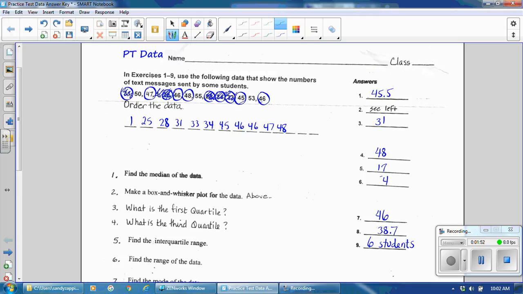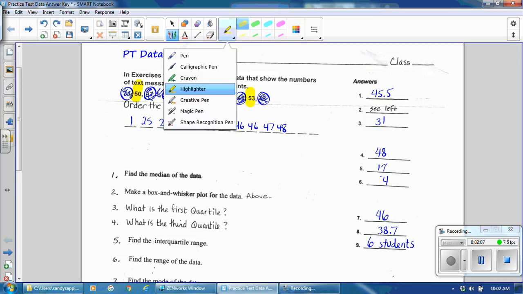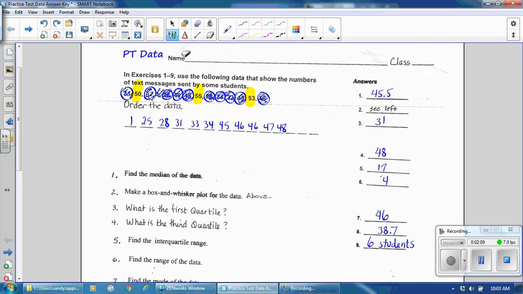So I had 1, 2, 3, 4, 5 numbers in the 40s. Yes, that's right. All right, then numbers in the 50s. Now this is getting kind of messy, so I'm going to highlight. I have 50, 55, and 53. The lowest of those is 50, then 53, then 55. And I know that I have the right number of data because I had spaces to fill and I've used all of them.